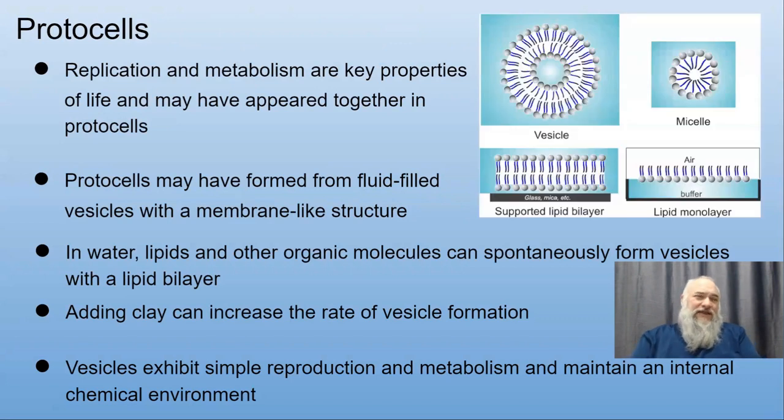But then we still have to have some way to life. A hallmark of life is you got to be able to self-regulate, and you got to be able to separate the inside world from the outside world. You need to be able to compartmentalize things. To do that, we need some, as life today has membranes, right? So replication and metabolism are key properties of life, and they may have appeared together in protocells. Protocells may have formed from fluid-filled vesicles with a membrane-like structure.